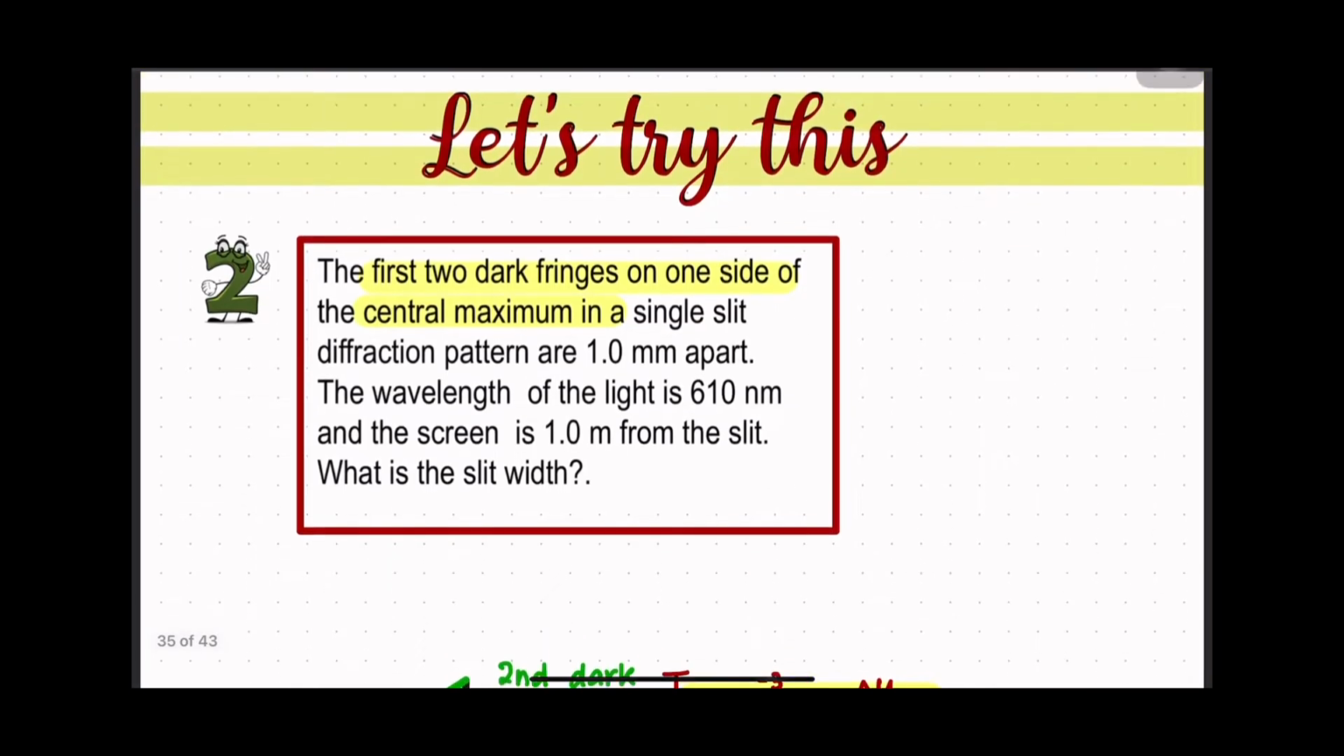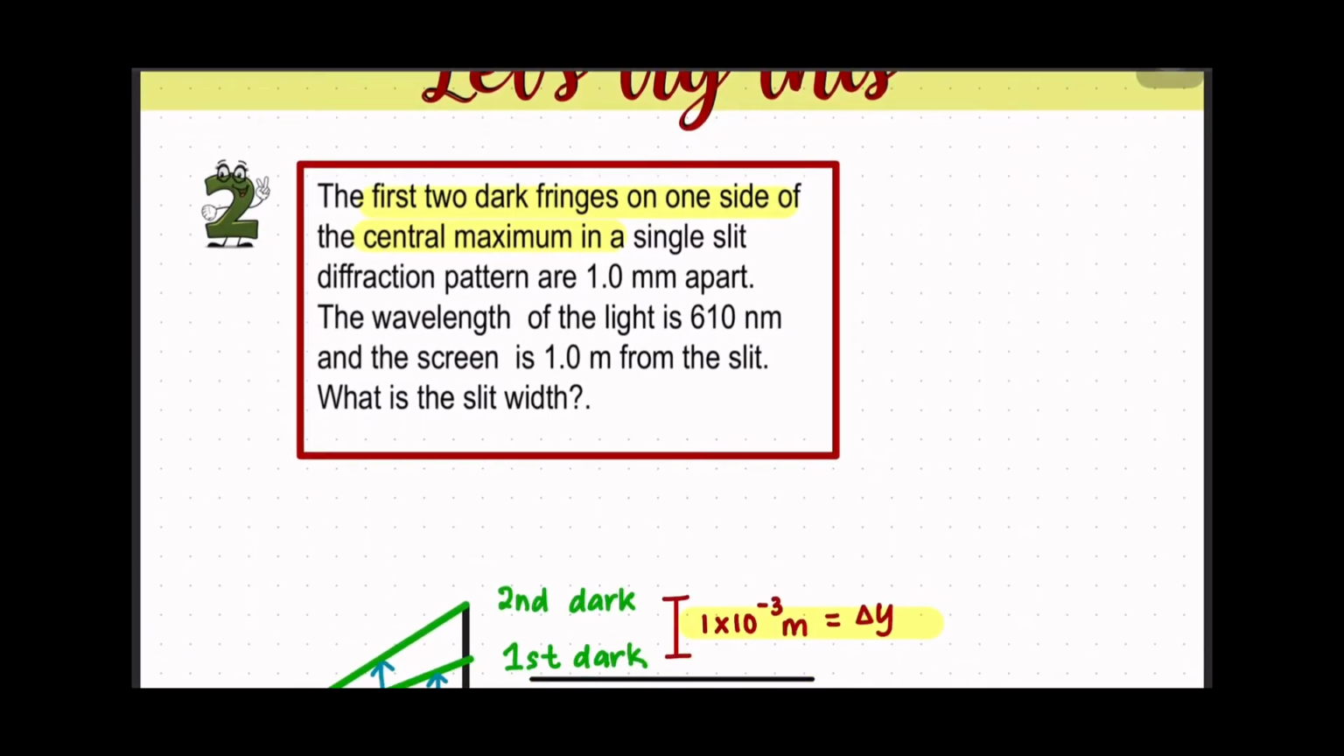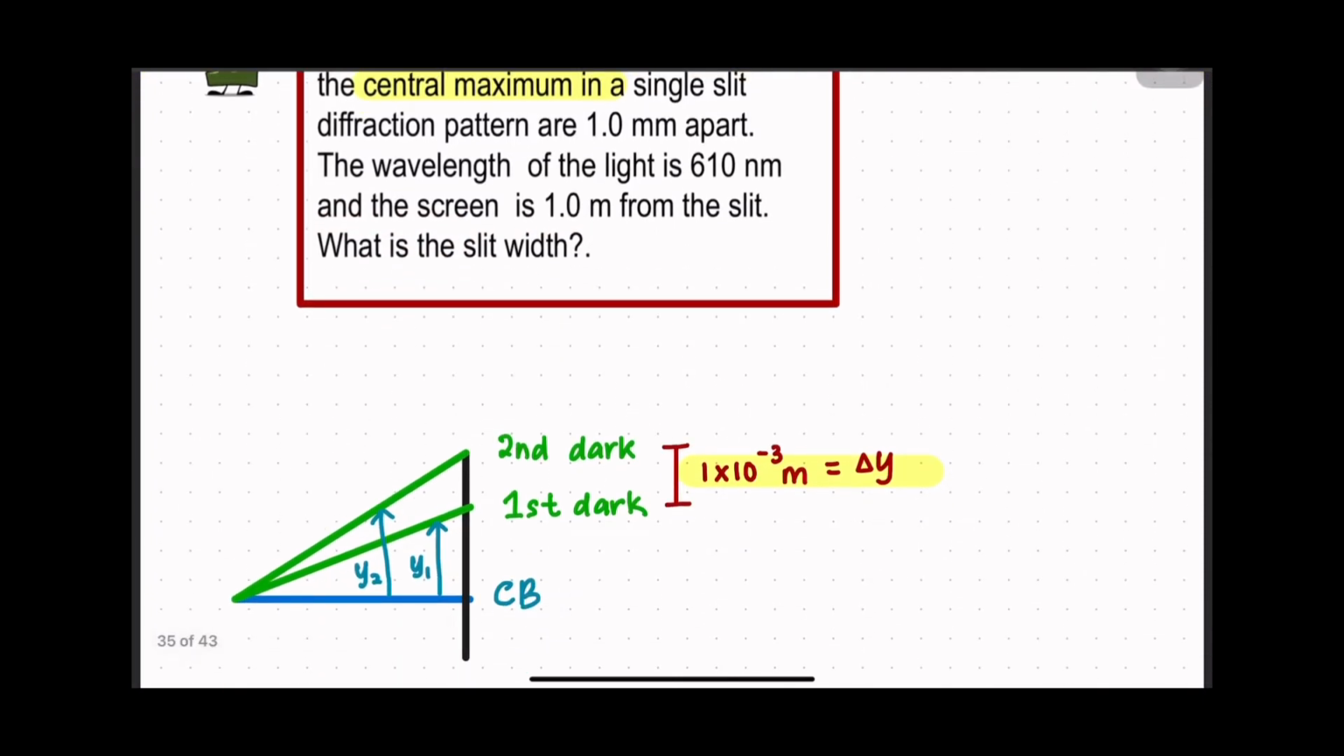Next example 2, we have first two dark fringes. Okay, hati-hati bila baca soalan ni. We have first two dark fringes on the one side of the central maximum in a single slit diffraction pattern are 1 mm apart. The wavelength of the light is 610 nanometer and the screen is 1 meter from the slit. What is the slit width? Slit width maksudnya nak A jugalah.